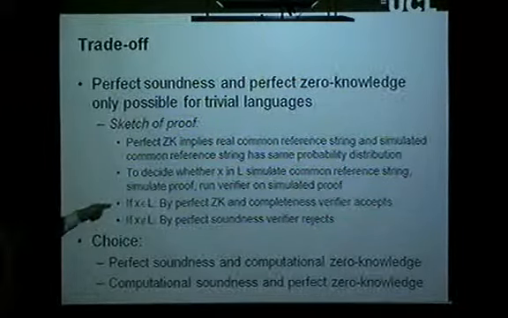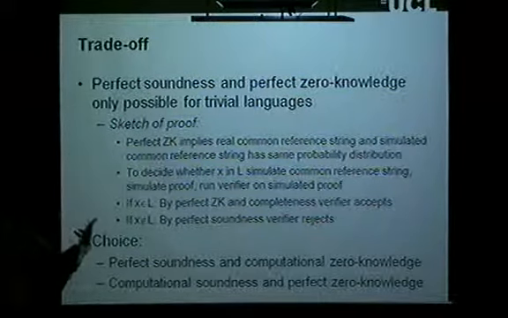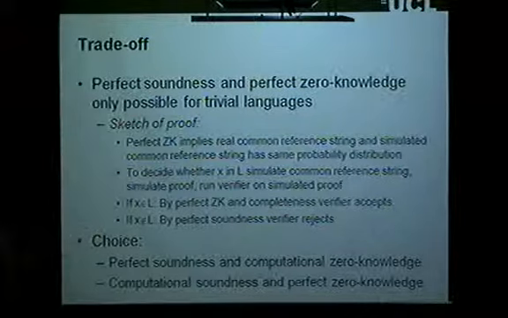Now, if X is in the language, then by the perfect zero knowledge and the completeness, the verifier will accept. On the other hand, if X is not in the language, then by the perfect soundness, the verifier would reject. Okay? So it's actually very easy to decide a language which has both perfect soundness and perfect zero knowledge.